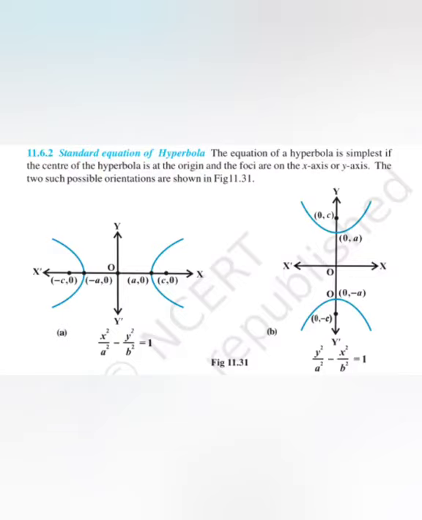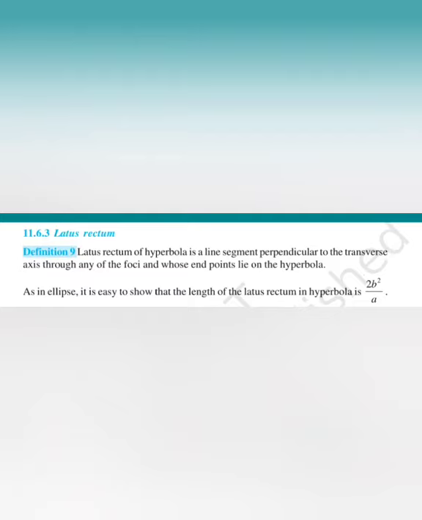Now let us define latus rectum of hyperbola. The latus rectum of a hyperbola is a line segment perpendicular to the transverse axis through any of the foci and whose endpoints lie on the hyperbola. As in an ellipse, it is easy to show the length of the latus rectum in a hyperbola is 2b square divided by a. So if we know the length of the semi-transverse axis and semi-conjugate axis, then we can easily find the length of the latus rectum of the hyperbola.